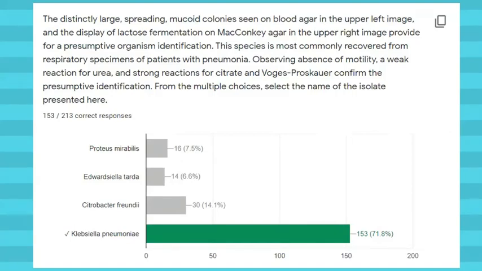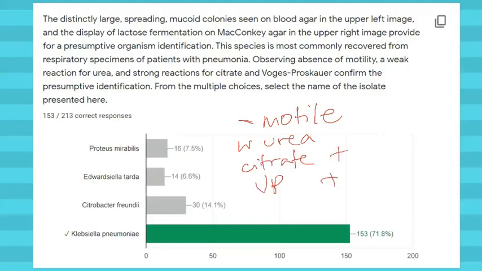Aside from that, the organism was described to be non-motile, with a weak reaction for urea, citrate positive, and Voges-Proskauer positive. These are characteristics of Klebsiella pneumoniae. Now you need to remember that you only have three members of Enterobacteriaceae which are non-motile. These are your Shigella, Klebsiella, and Yersinia enterocolitica at 37 degrees Celsius. So the mnemonic for non-motile Enterobacteriaceae would be SKY. From that alone, you will be able to answer this question. It was also described that the organism was mucoid, and among these, the only organism which has a capsule would be Klebsiella. So that's the last item.